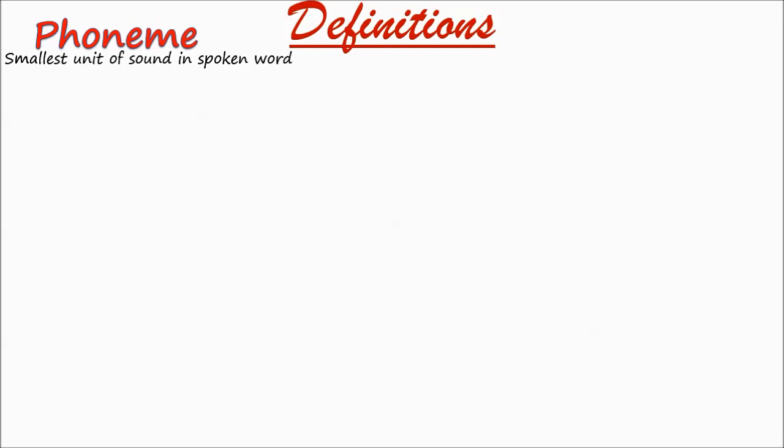C'est parti! First off, let's look at phonemes. A phoneme is the smallest unit of sound in a spoken word. It comes from the Greek word phonema, which means sound. Very, very bizarre. We are going to look at one example today. We're going to look at the greeting bonjour in French.